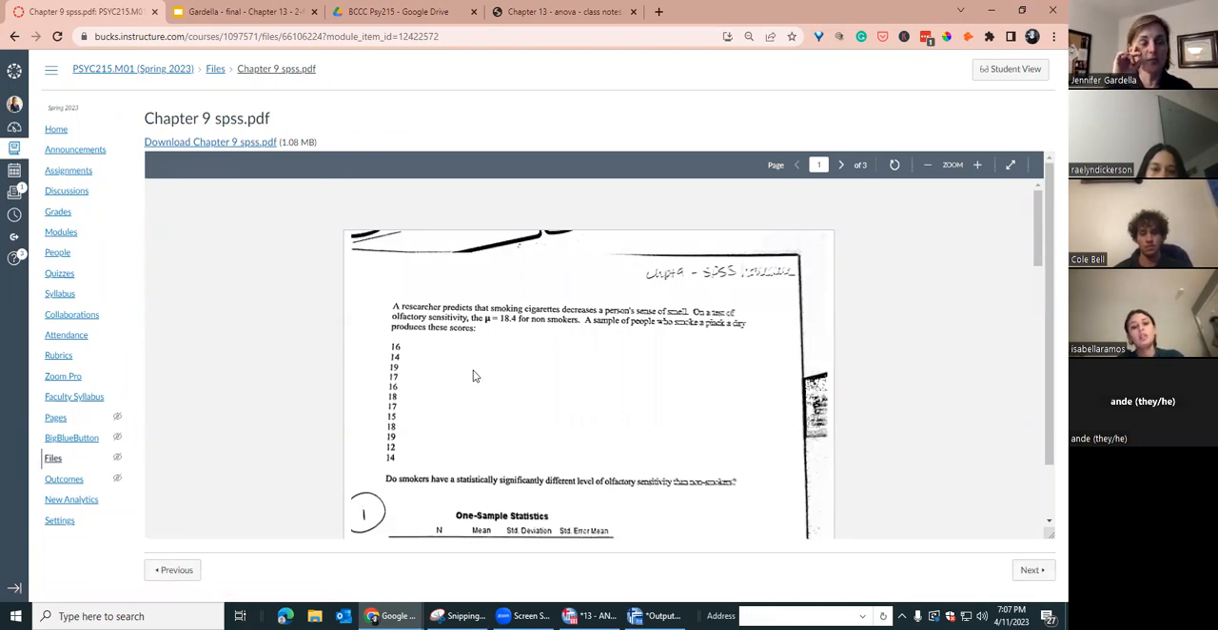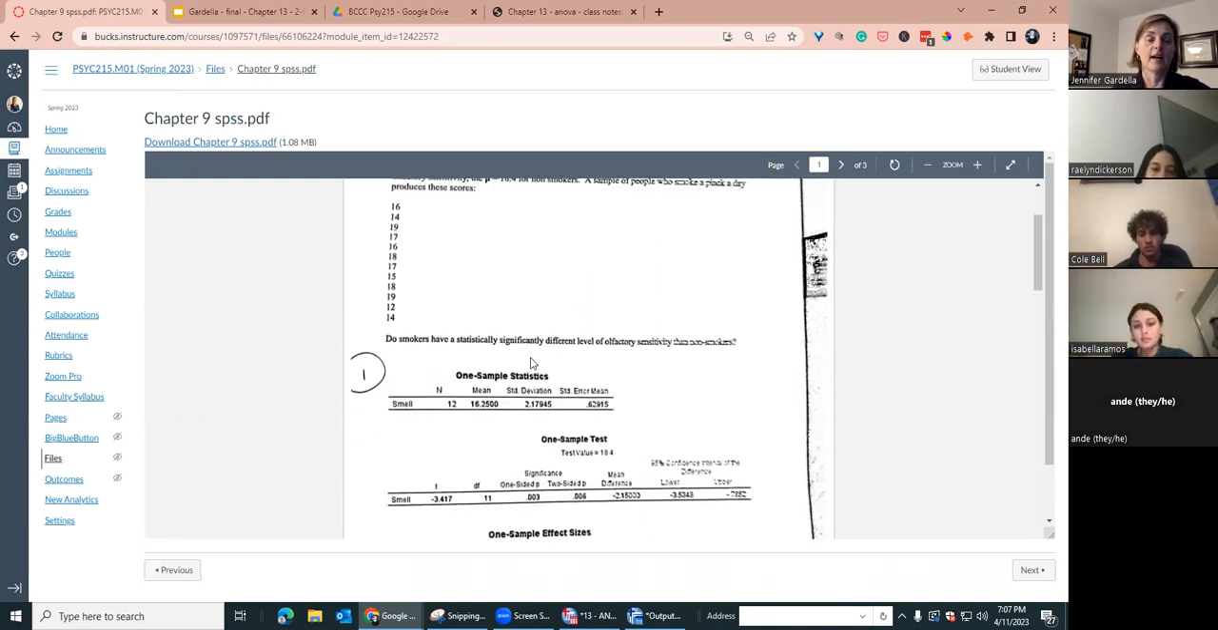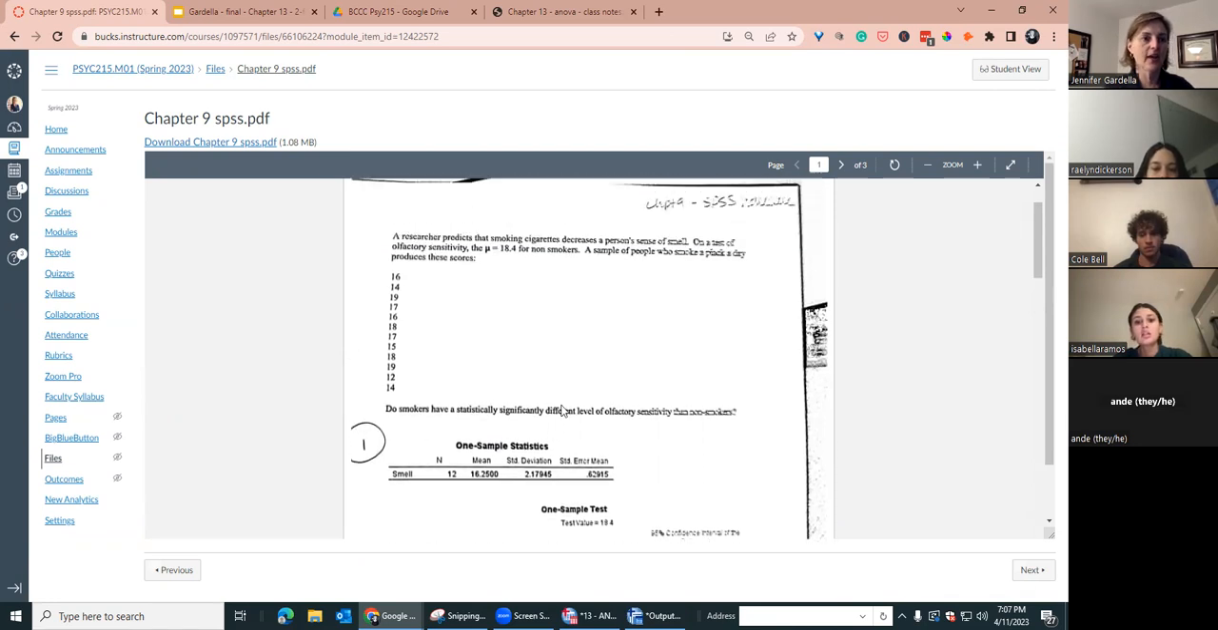So a researcher, this was the smoking cigarettes. Does smoking cigarettes decrease your sense of smell? So we had mu equals 18. Now, I'm going to give you all the tricks here in looking at printouts. Remember, this is a one sample t-test. That's what chapter 9 was all about. We had 12 subjects. SPSS computed the mean for us. We compared it to a test value of 18.4.